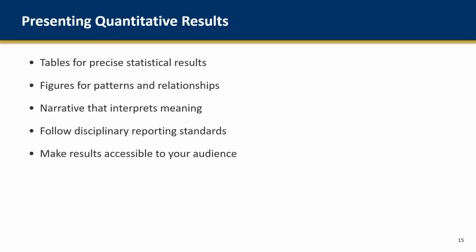Narrative should interpret what results mean, not just repeat what tables and figures show. Don't write, "As shown in Table 1, the mean was 3.4." Instead, explain what the mean of 3.4 tells us about your research question. Help readers understand significance, not just statistical significance.